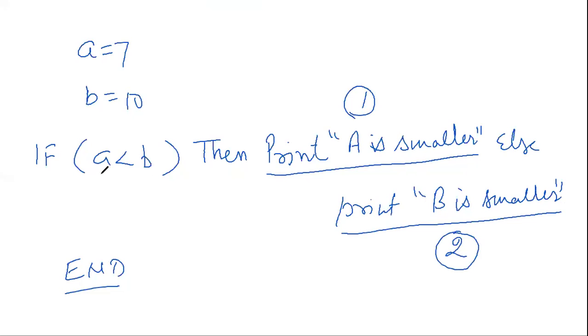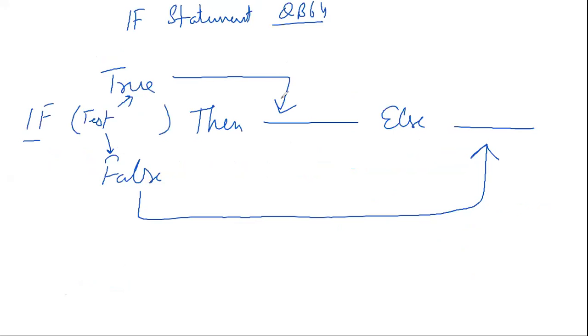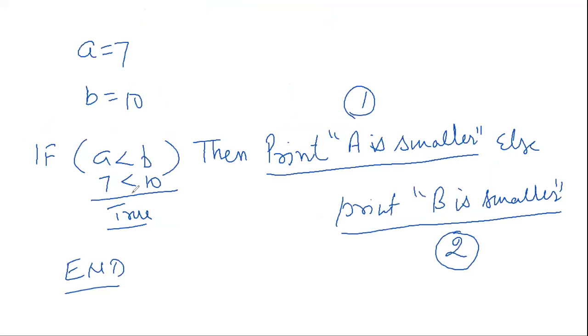If we check this condition by putting in the values, the value of a is 7, which is less than the value of b, which is 10. So when we evaluate this statement, we get the result true. And we know from the previous diagram that if the result is true, then the statement appearing after the then will execute. In our program, the statement coming after the then is statement number 1. So this statement will execute.